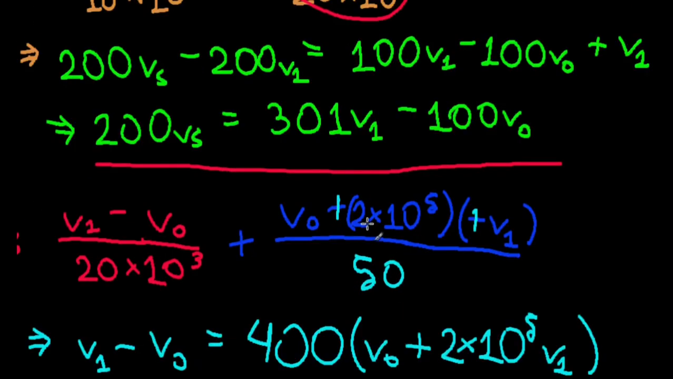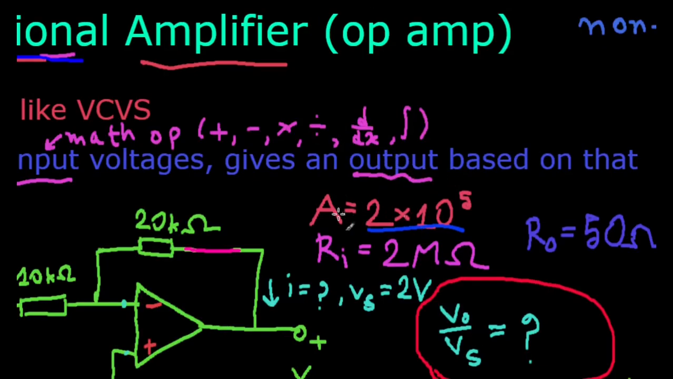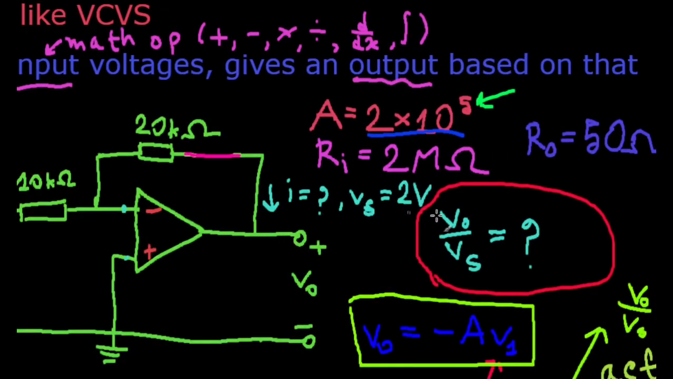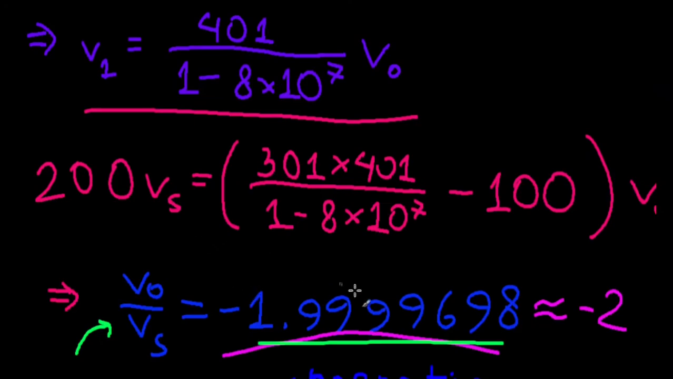It's not dependent on the open loop gain. It's not dependent on the open loop voltage gain. You can try to redo the problem yourself with any large value of A, like this one. You're going to get more or less the same answer here.